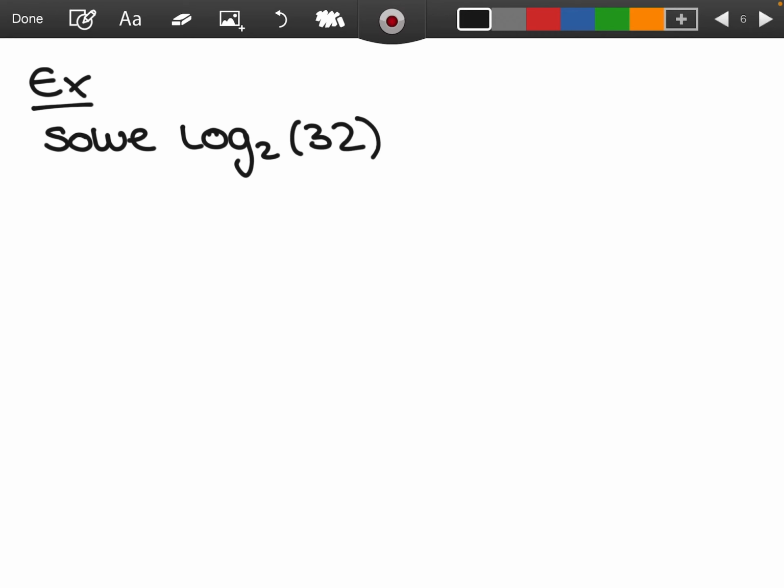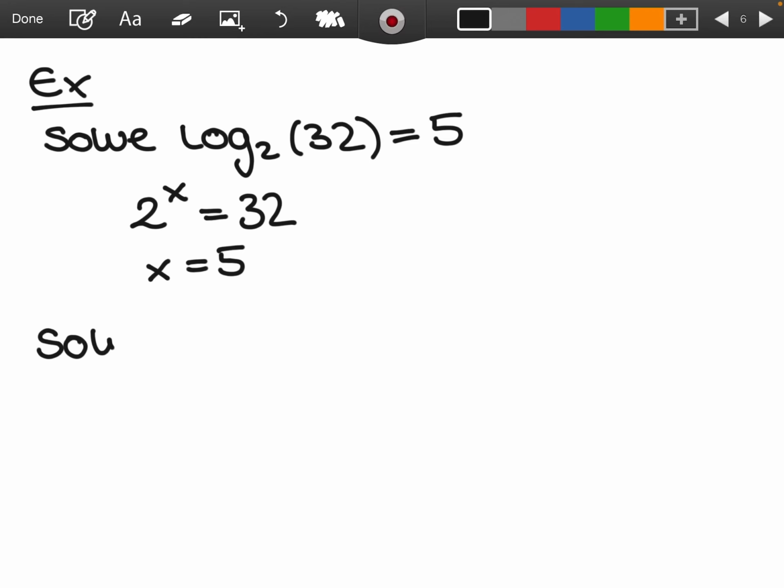log base 2 of 32. So I want to know what this equals. Well, it's not easy to see what it would equal without actually writing it as an exponential. I'm looking at the power that I need to raise 2 to in order to get 32. So if I see how many times I have to multiply 2 by itself to get 32, I would get 2, 4, 8, 16, 32, telling me that x is equal to 5. Okay, so I know now that 2 to the 5 is equal to 32, so log base 2 of 32 is going to be 5.